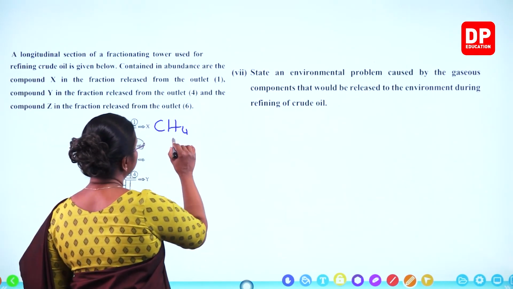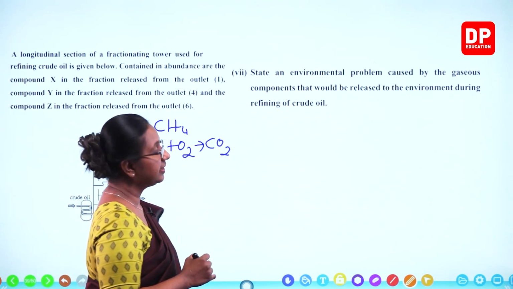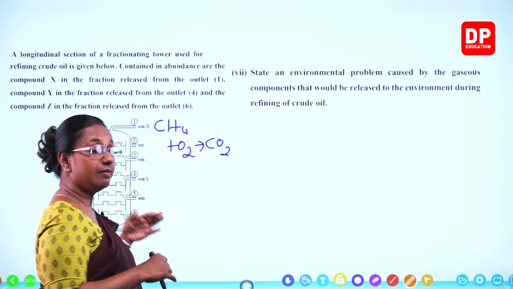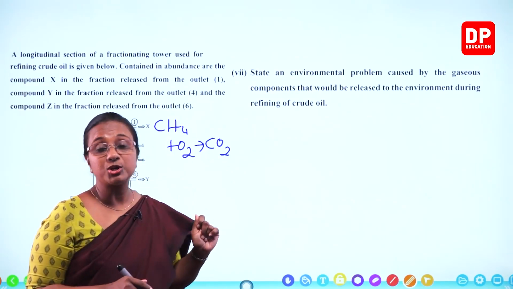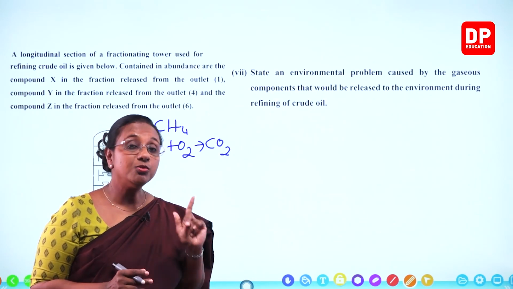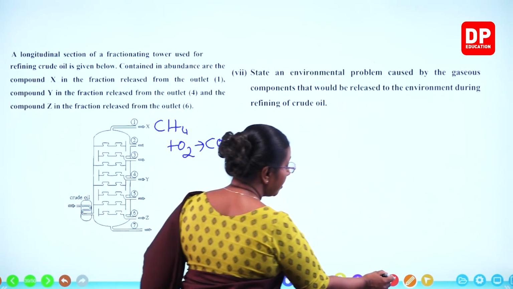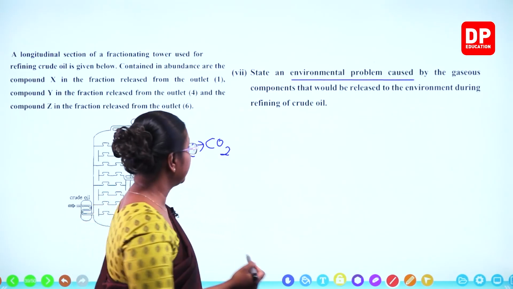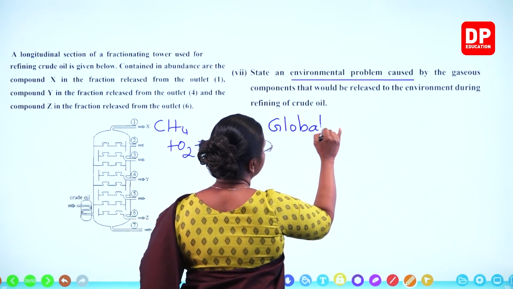So from this, if you combine with oxygen, you will get CO2. That is also something that can be released. And when they provide heat, now here crude oil, the heat is provided. There is combustion. So during combustion also carbon dioxide will be released. So methane, carbon dioxide, they are greenhouse gases. But you can't write the answer as greenhouse gases because here they have asked for environmental problems. Environmental problem. So the problem is global warming. So you have to write it as global warming.